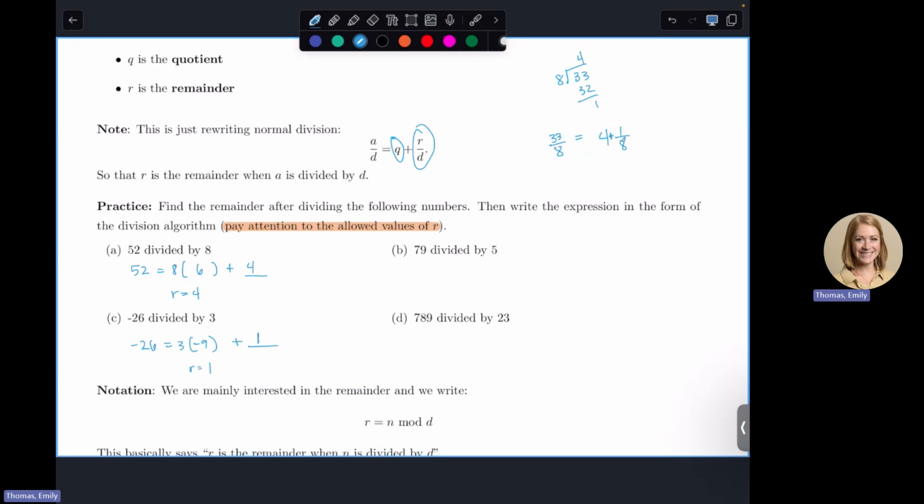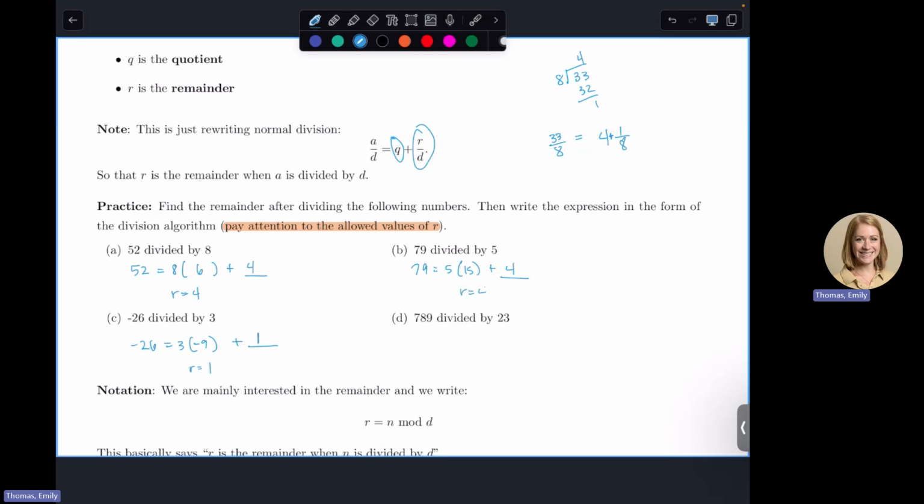79 divided by 5. We have 79 is equal to 5 times 25 plus 4. Yes, it should be. Good. 5 times 25 is 125. 5 times 15 is better. But that's still 75, so the remainder is still 4. Because I am good at this.